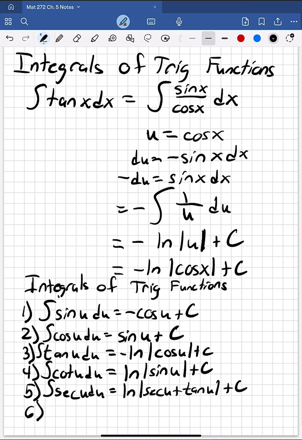And then the last one we have is cosecant of u du. And that is the natural log of cosecant u plus cotangent u. Okay? So you can see how close these all are, but these would definitely be something good to just keep in your notes on standby because it's very beneficial and you'll memorize them as you do them.